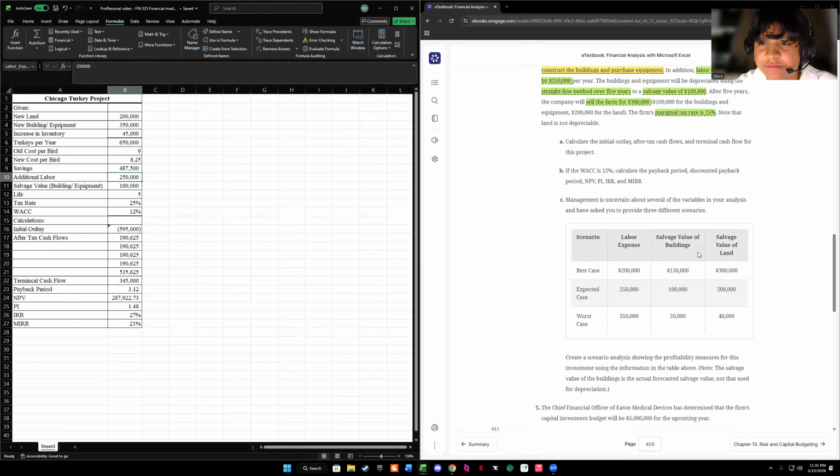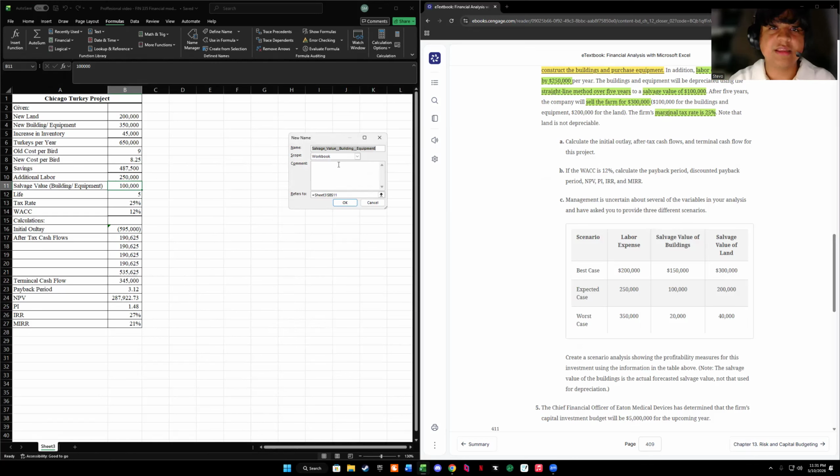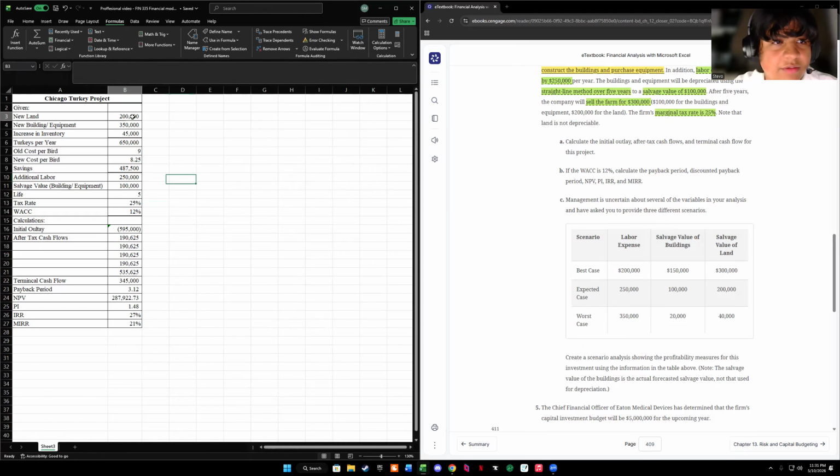Now, salvage value of building, which is going to be right here. Define name. This is just going to make it easier for us to reference it in the scenario manager. Salvage value building equipment. Yep, looks good. And then lastly, salvage value of land, which, because it's not actually being depreciated, there's not really a salvage value. The salvage value is really what we're selling it for, which is how much we bought it for, the historical cost of it. So we're just going to set this one and name it what it wants to be.